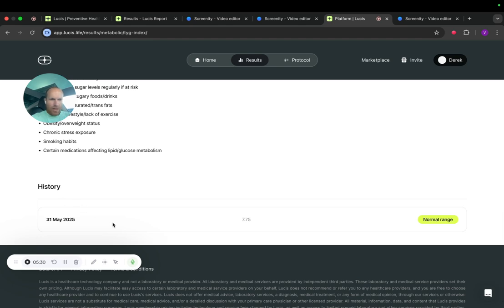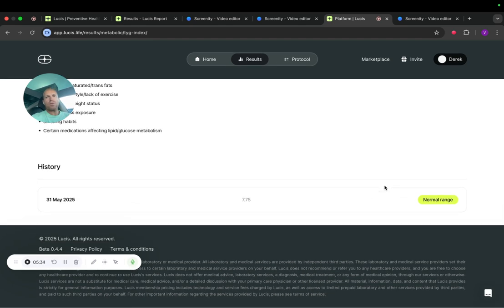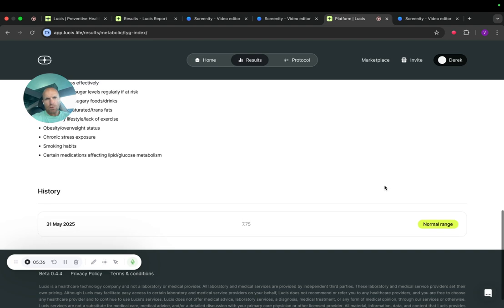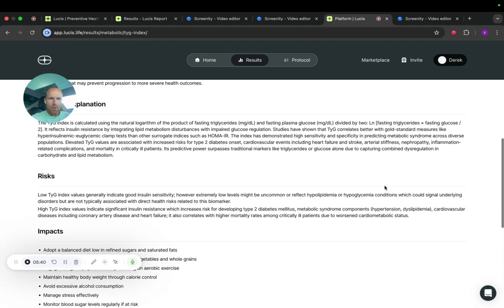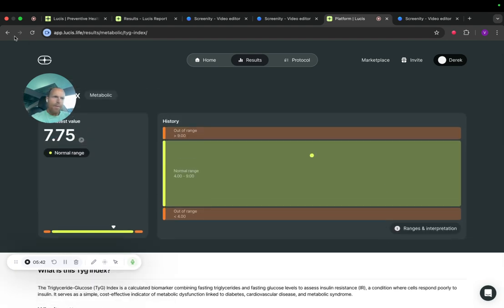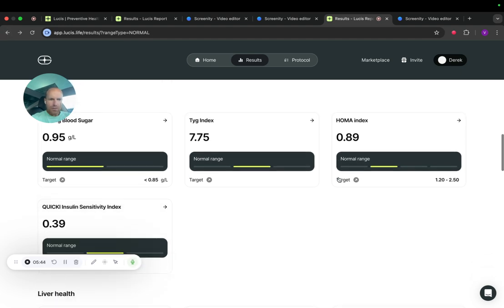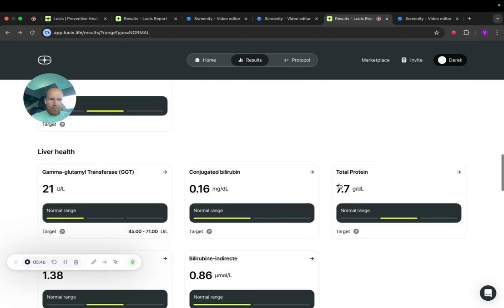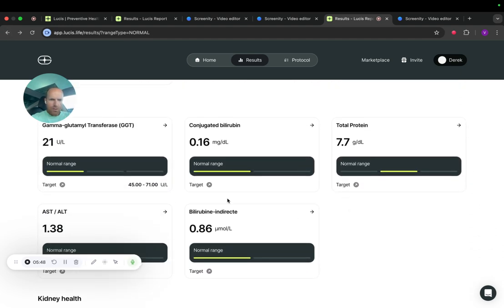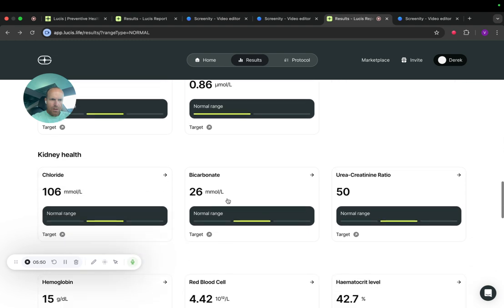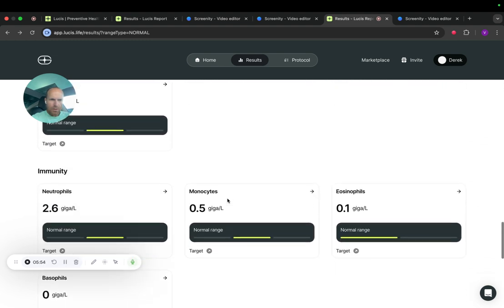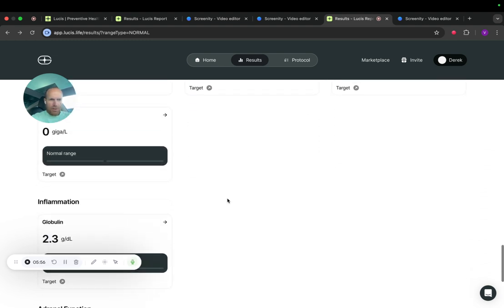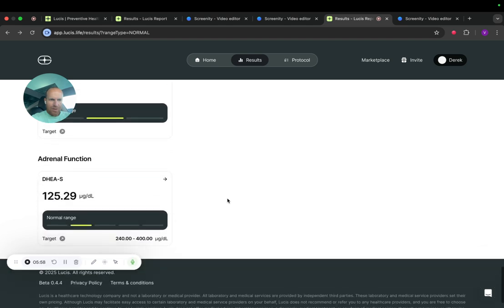And down here, there is history. So there is the ability to upload previous results into the platform as well. So those are waiting to just be loaded in for myself right now. And then you can see all the history in there as well. Liver health is all pretty good. Kidney health, likewise. Feel free to pause on any if you want to look a bit closer.